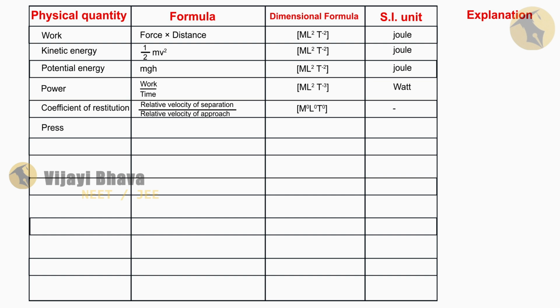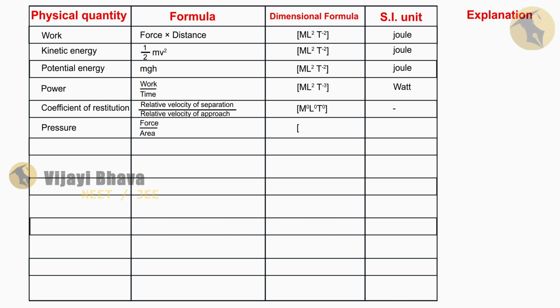The next one, pressure. Pressure is the ratio of force to area. We have the dimensional formula of force as M1 L1 T minus 2, divided by area, which is L2.